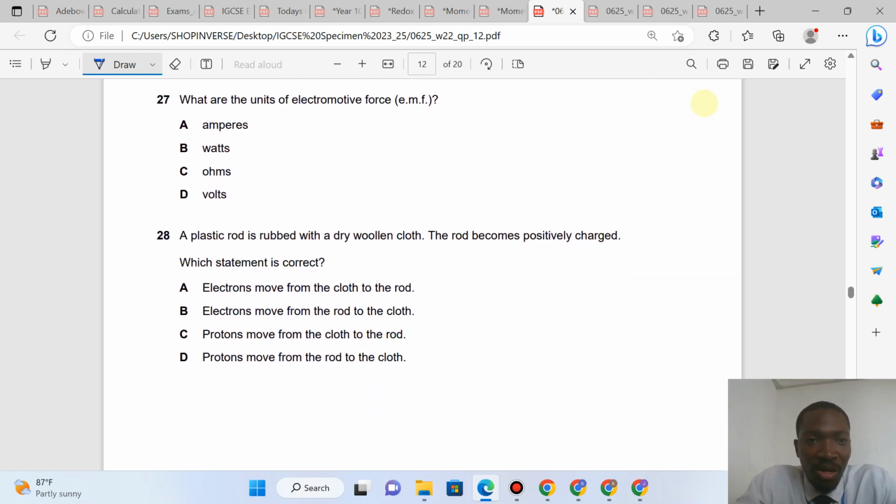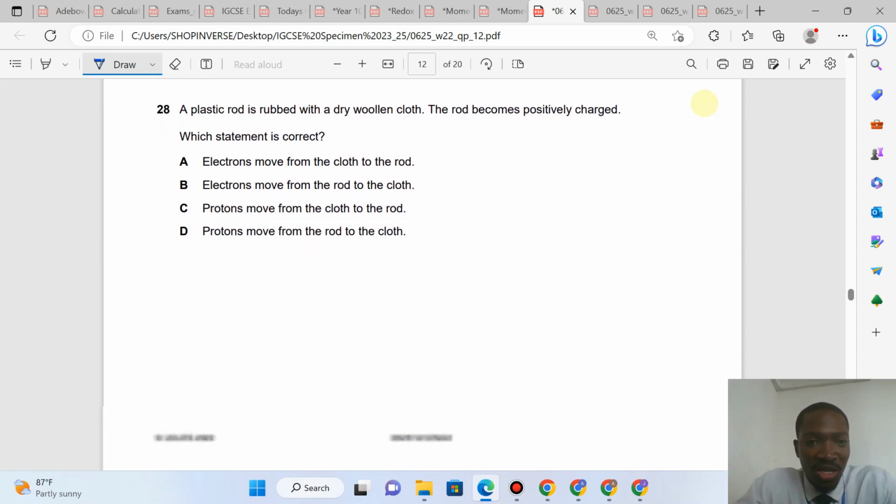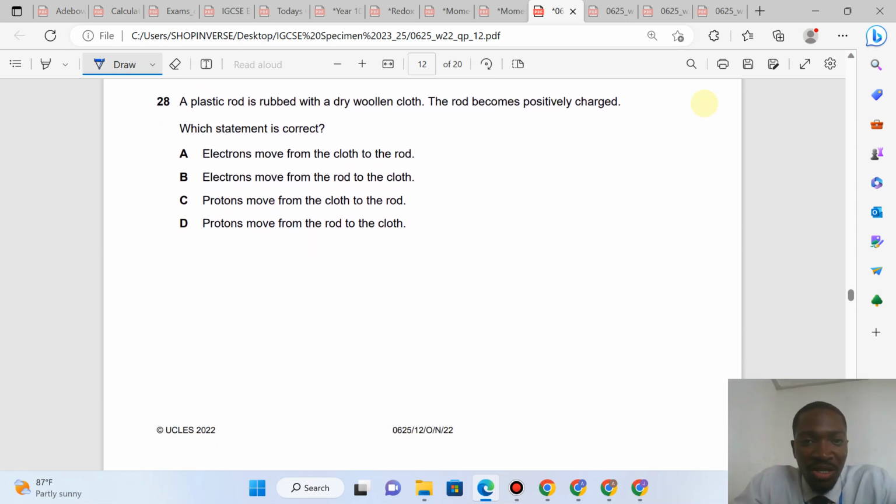Question 27. What are the units of electromotive force? Electromotive force is EMF, and is measured in volts, D. Question 28. A plastic rod is rubbed with a dry woolen cloth. The rod becomes positively charged.